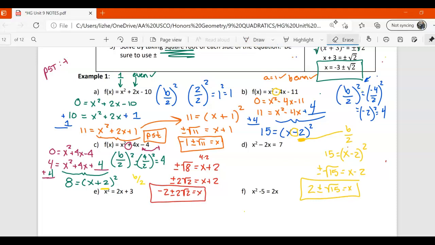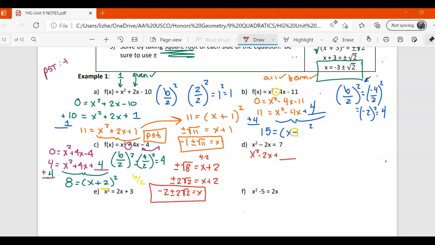All right, let's do D. All right, so I need to put this in standard form and move my 7 over, but I also know the very next step is I'm going to move the 7 back there, right? So I'm okay with it just like that, and I'm just going to start completing the square. And so I do x squared minus 2x, I need to add a number, equals 7 plus a number. What number am I going to add? B divided by 2 squared, which is negative 2 divided by 2 squared.